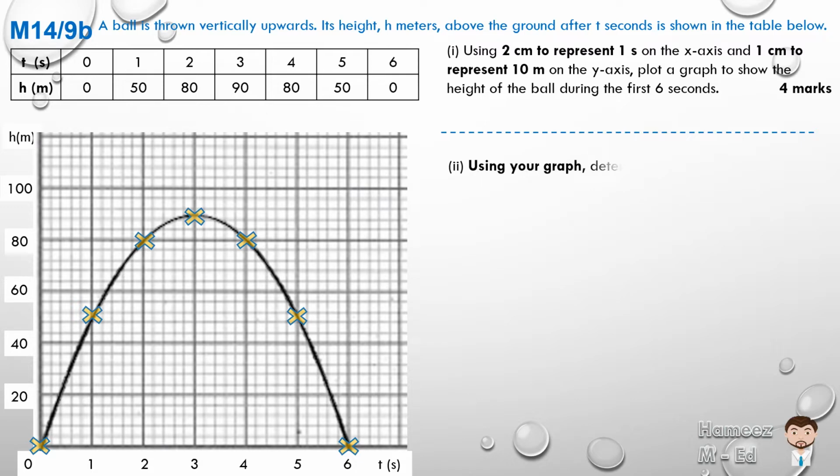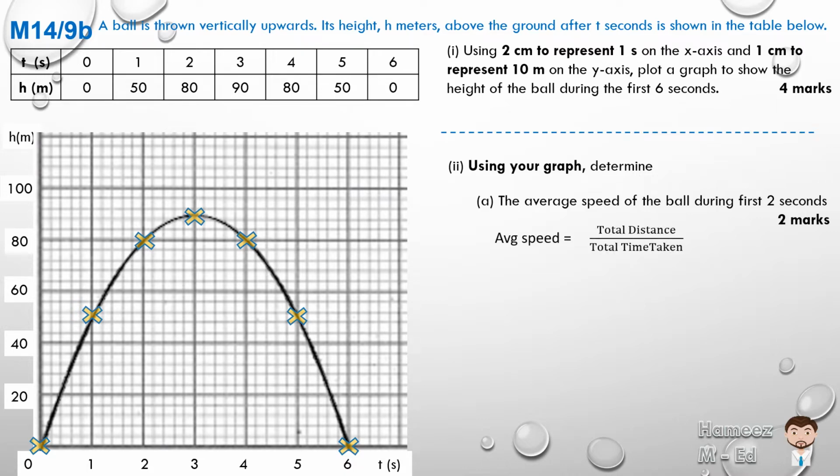Part 2. Using your graph, determine part A, the average speed of the ball during the first 2 seconds. So average speed will be the total distance covered over the total time. And after 2 seconds, it covered a distance of 80 meters over a time of 2 seconds. 80 divided by 2 is 40 meters per second.